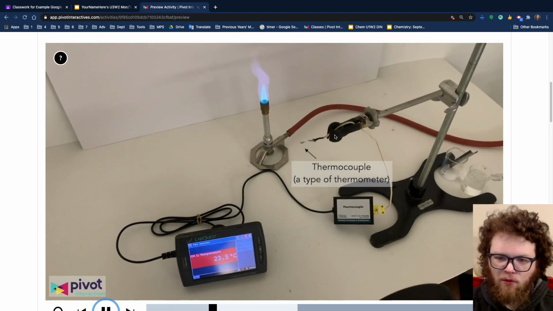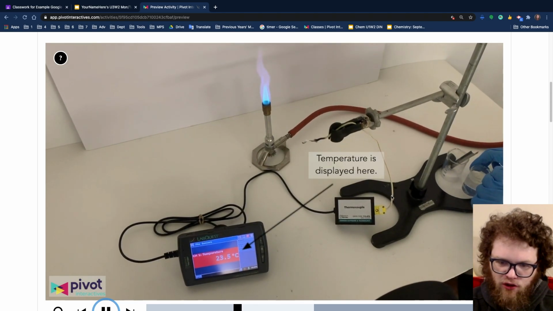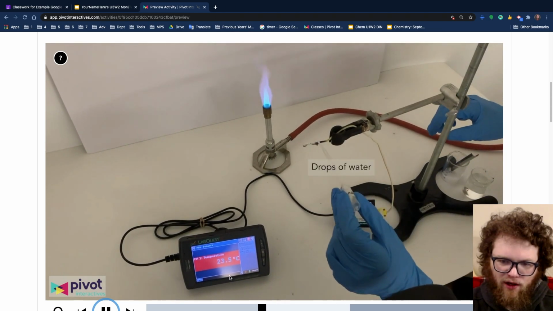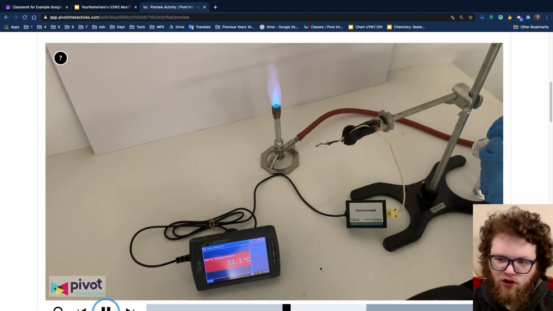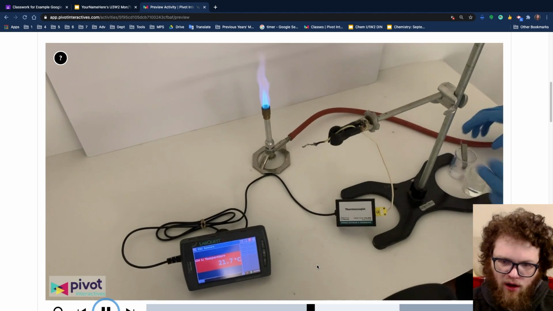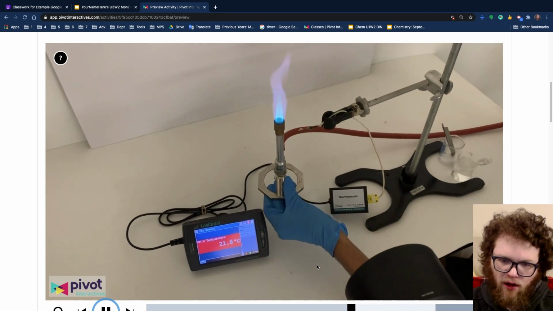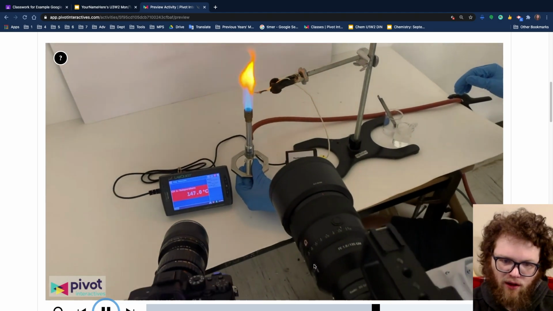Okay, so here's a thermocouple. It's a type of thermometer. It measures and displays the temperature over here on our LabQuest. We have these at Roosevelt. We're going to put some drops of water on the end of it. Those drops of water are going to help this powdered substance stick to the thermocouple. And then we're going to put the Bunsen burner under it to give it some of that energy it will need to phase change to melt.